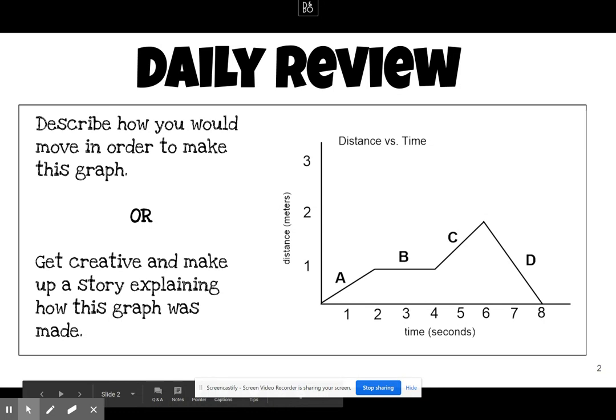All right, so our daily review for today. Take a moment and describe how you would move in order to make this graph. So think about line segments A, B, C, and D.